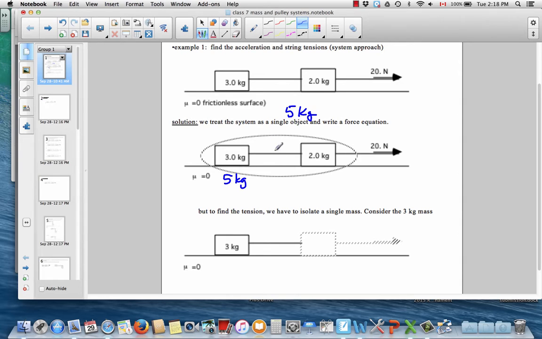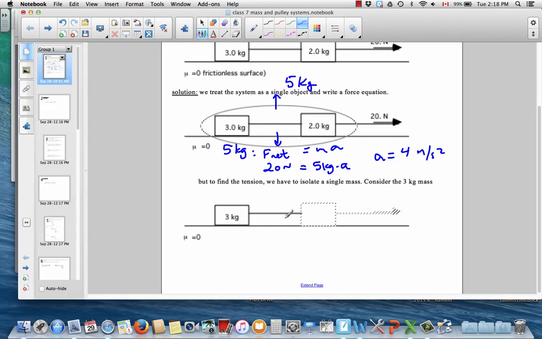So on that 5 kilogram object, which is represented by this dashed line, the forces that act will be a weight force and a normal force. Those are just going to be balanced and cancel each other out. So the net unbalanced force is this 20 newton force. If we write net force is MA, the net unbalanced force is the 20 newtons. The mass is the mass of the system, 5 kilograms. And so we can solve for the acceleration by division. 20 over 5 is 4.